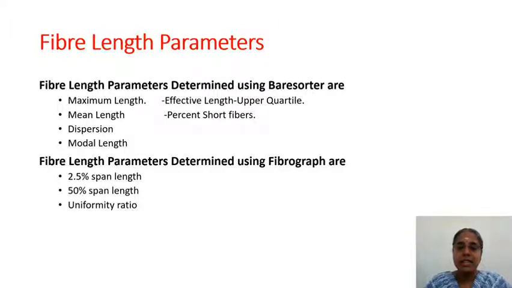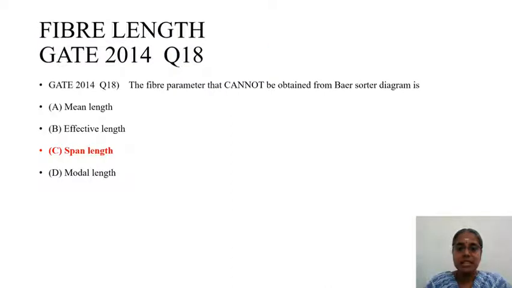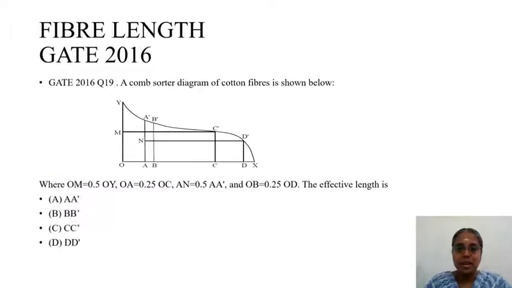Then next are the parameters that you can find out of fibrograph, that are 2.5% span length, 50% span length, and uniformity ratio. So from this, you can find the answer, that is span length. With bar sorter, you cannot find span length, whereas in fibrogram, only in electronic types of instruments, the photoelectric principle uses span length as its parameter. Next, we will see another fiber length related question.